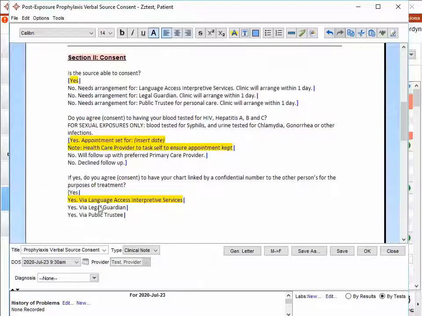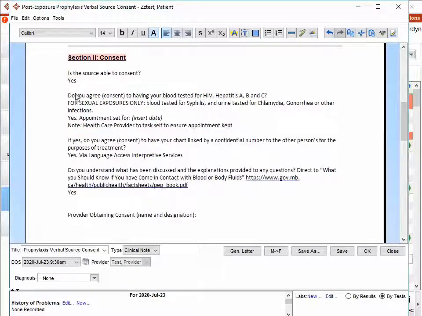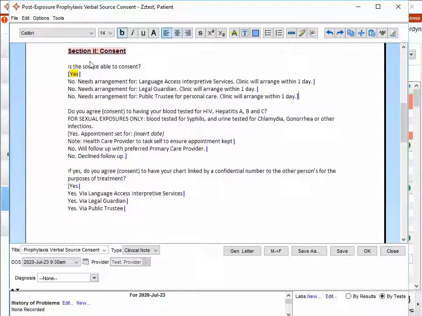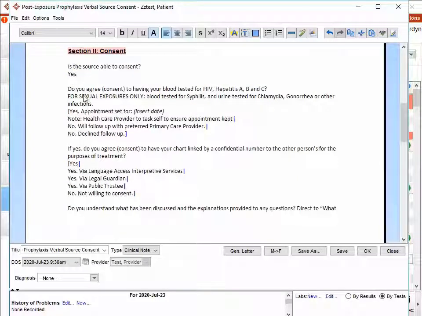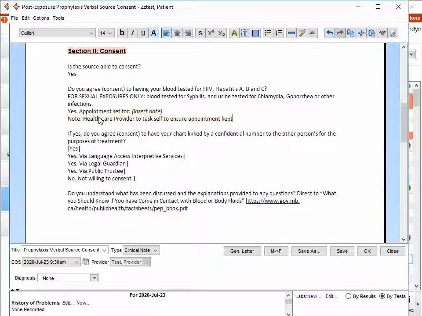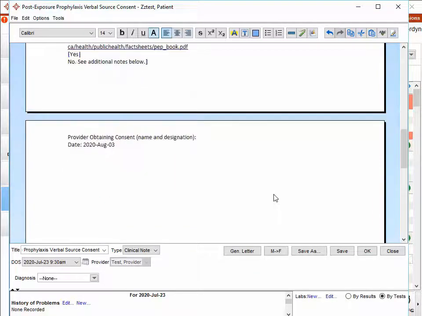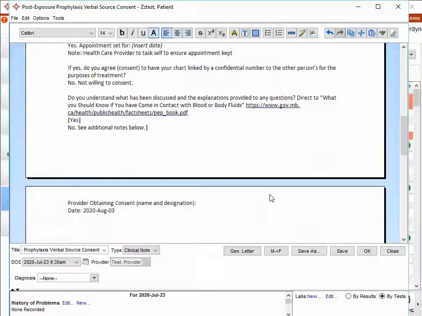To then keep these options and remove all others, select the pencil icon in the upper right-hand corner. This will keep all highlighted sections and remove all other options. Users also have the ability to double-click on the option, which will then remove all other options within that section. To save the consent to the chart, select Save and OK.